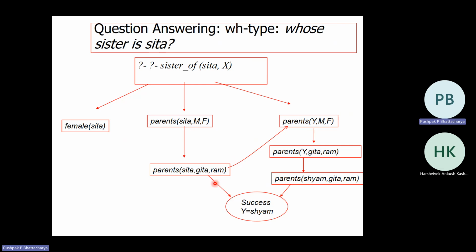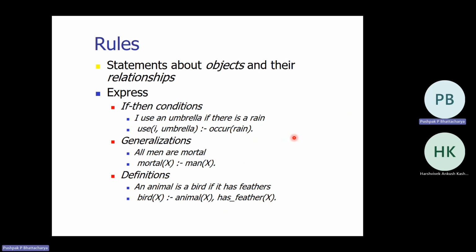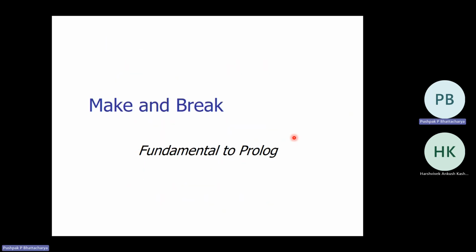Okay, so parent of Sita M F, M is bound to Gita, F is bound to Ram. Parent Y, Gita and Ram. Now in the database, can I find a value for Y? Yes. Y gets bound to Sham because Sham's parents are Gita and Ram. So WH type of questions are also getting answered in the Prolog environment. Both yes-no questions and WH questions get answered.